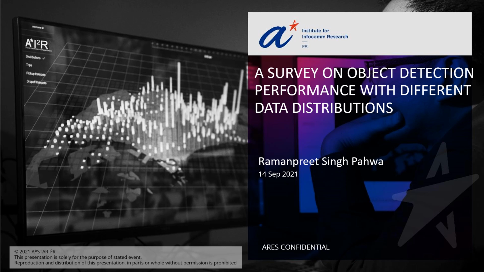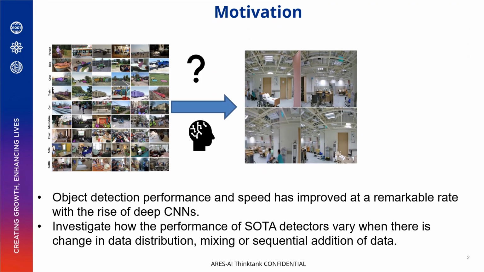Everyone, I'm Ramanpreet Singh Papa, and I'll be discussing our paper on object detection with different data distributions in this talk. The motivation is that we have public datasets that work really well for object detection performance. But once we try to transfer this knowledge over to robotic vision work, sometimes there's a big gap, and we want to highlight these issues and motivate future work in this area.